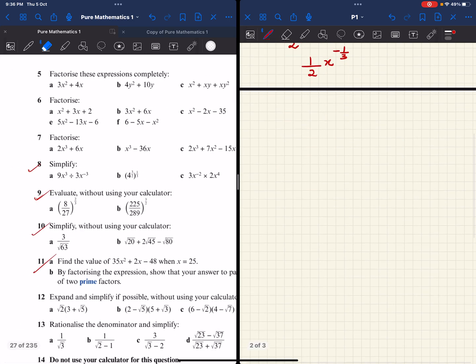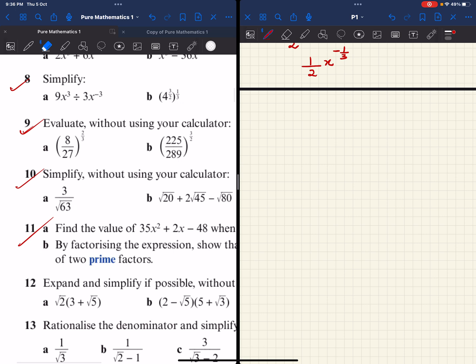Moving on to question number 9. We need to evaluate without using a calculator. So the first question is 8 divided by 27 to the power of 2/3. So when we have a fractional power, the denominator of the fraction is the root and the numerator of the fraction is the power.